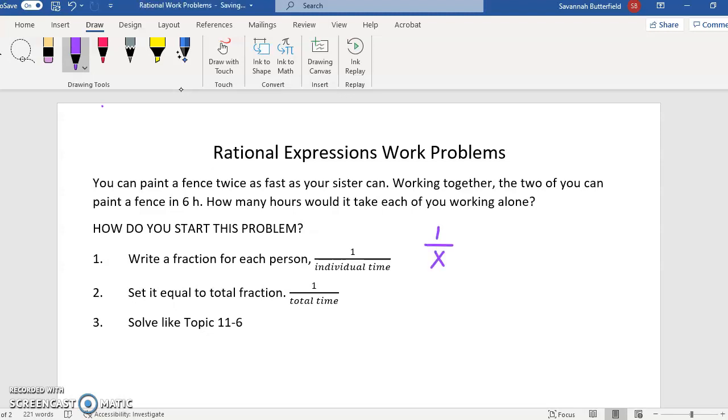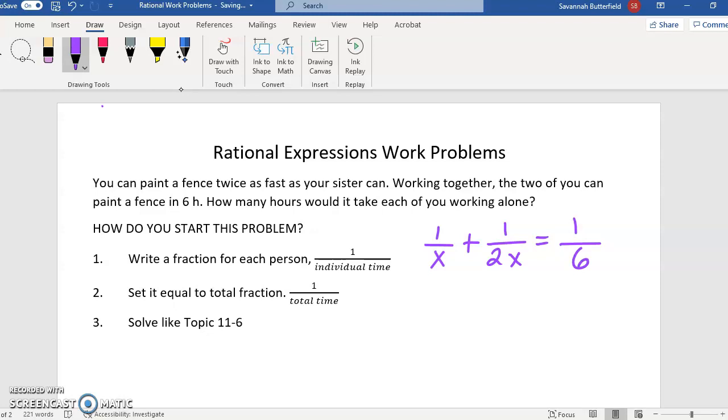And then since it's working together, that means we're going to add these two. So x is your sister. You can do it twice as fast as your sister, so we're going to call you 2x. And then it says, again, the total when they're working together, that's the 6 hours. So we're going to set these equal to the total. So we're going to say 1 over our total time of 6 hours.